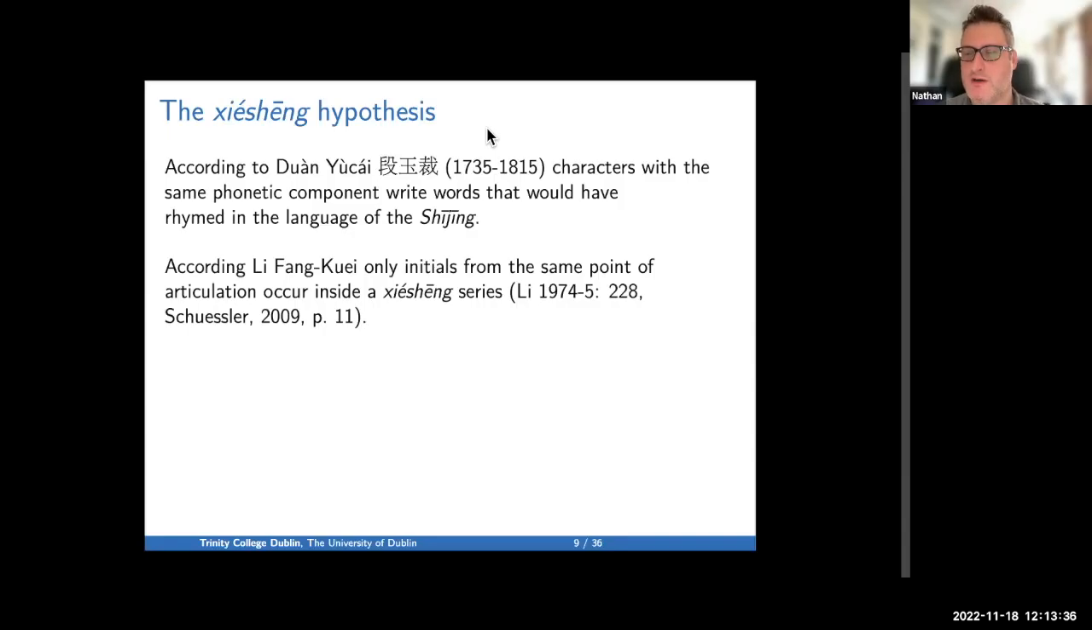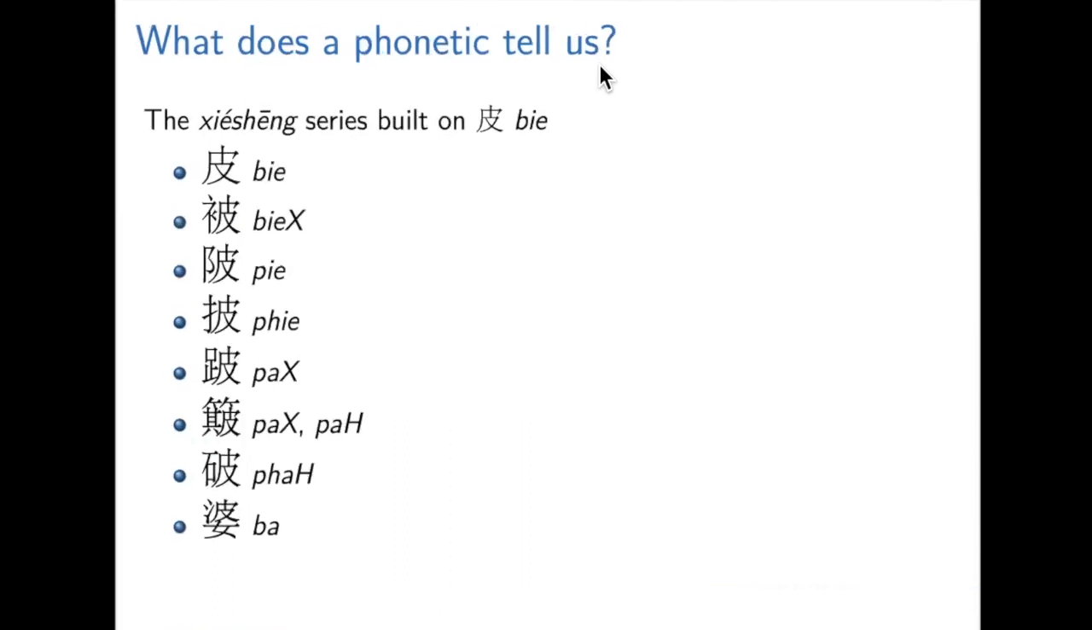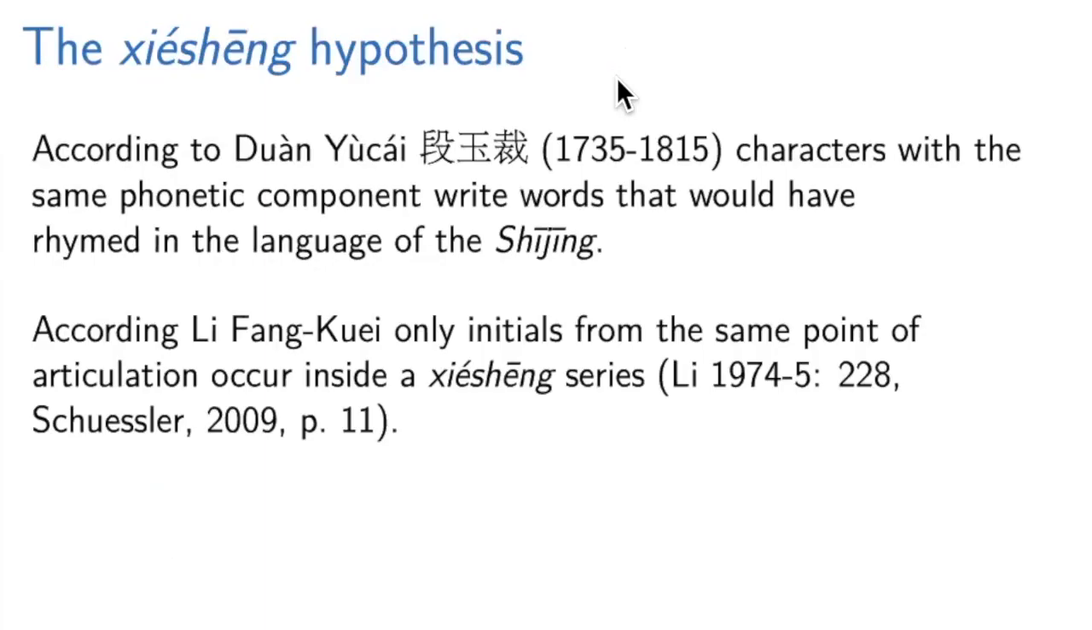The other component that we recognize is this fact that this series has all of the initials homoorganic, to use a technical term. It means that the initials are articulated in the same place of articulation, but with different manners of articulation. That's what it means to be homoorganic. So they're all bilabial stops. That observation was brought into the Shesheng hypothesis by Li Fangkui, changing the observation into a kind of doctrine, if you like. So any two characters that share the same phonetic component should have homoorganic initials. These are the two components of the so-called Shesheng hypothesis.